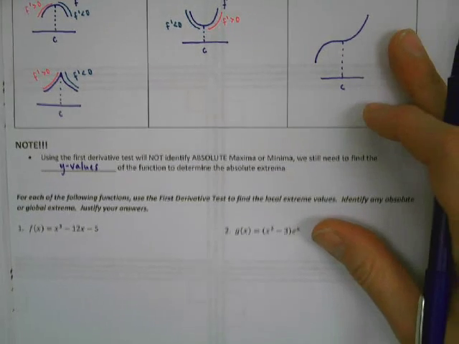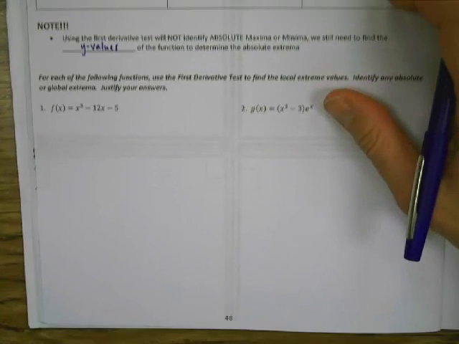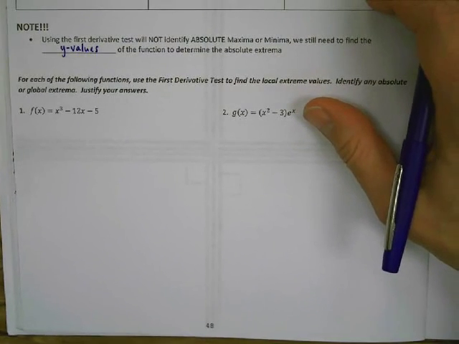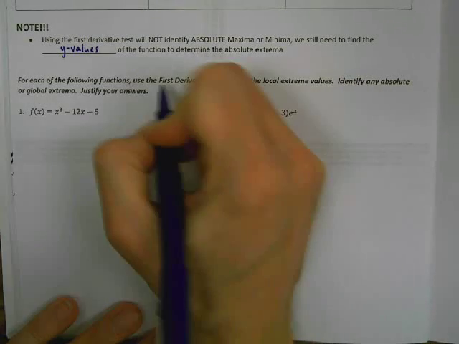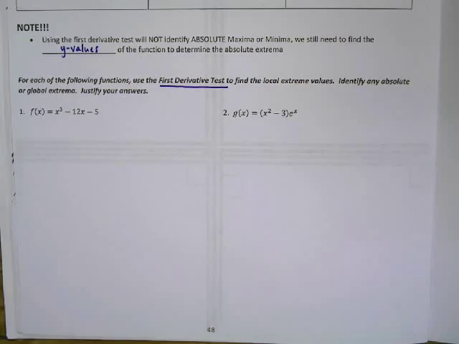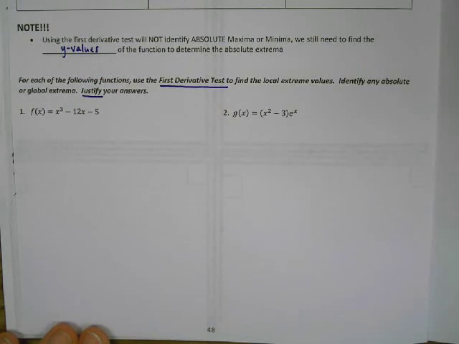So here's what these problems are going to look like. And again, we've really already done this work, we just didn't call it the first derivative test. So it says for each of the following functions, use the first derivative test to find out the local extreme values. We're going to identify any absolute values, and then we're going to justify. And really that's the new piece here. It's not just finding where those values are, but justifying them using this test.